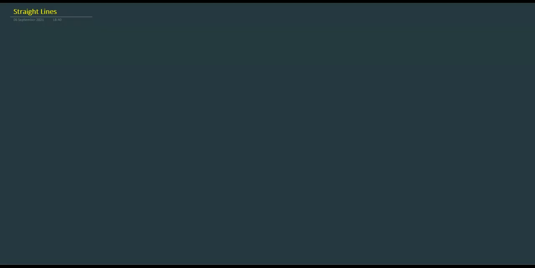So, straight lines. The concept of a straight line is very fundamental to geometry, and how to find the equations of straight lines.